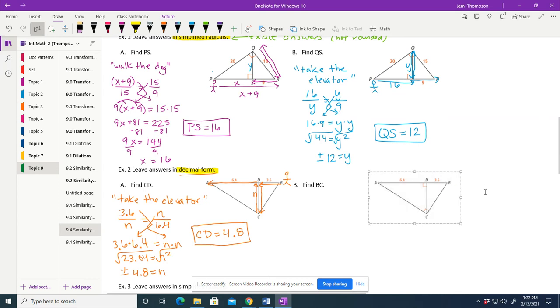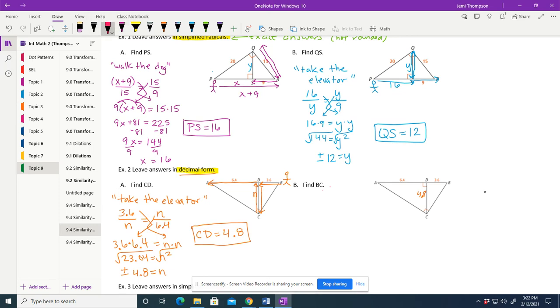I have more work to do here, so I'm going to find BC. It's the same picture, I just copied it, so you could rewrite it down, or you could erase what you have on here and just draw on top of the same picture. Now I know that the altitude is 4.8. It's not going to do me any favors, but it's good to have all the information in one spot.